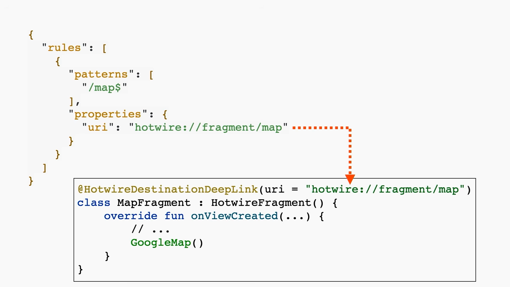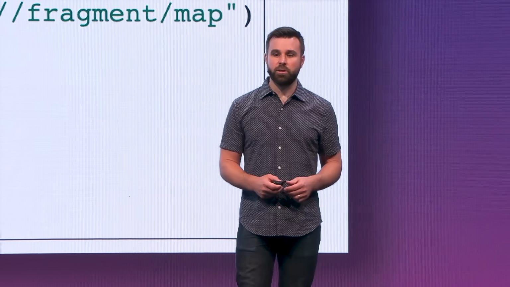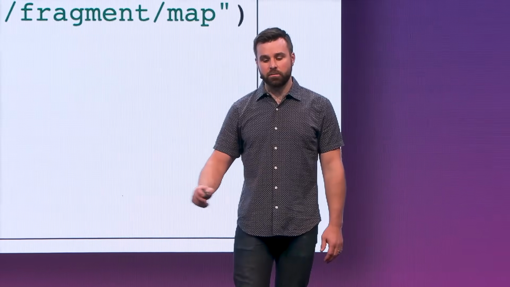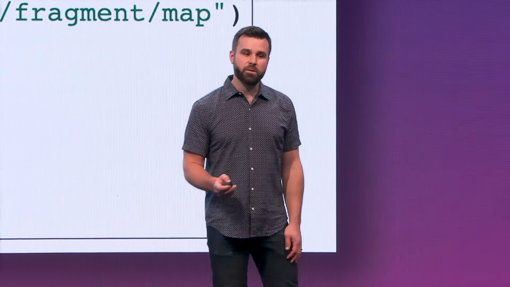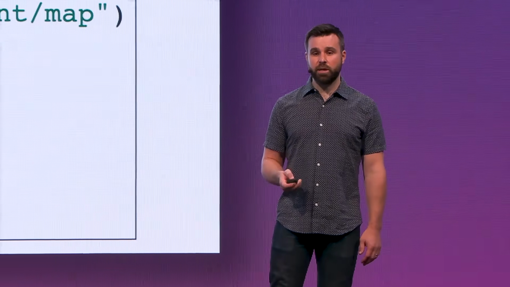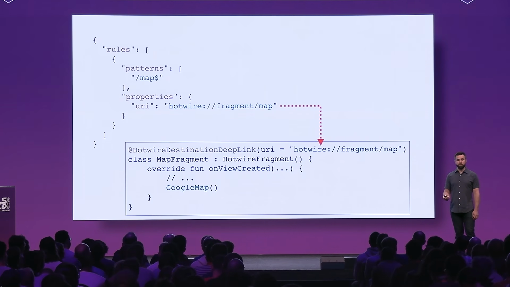The benefit of keeping this on your server is that one day you decide that you don't like the /map and you want to call it /directions. Well, you just change it on your server, and the next time the user launches the app, they'll get that change, and then they'll route anything ending in directions to the map fragment. Hotwire Native is responsible for downloading, caching, and applying all of these changes out of the box with one line of configuration.